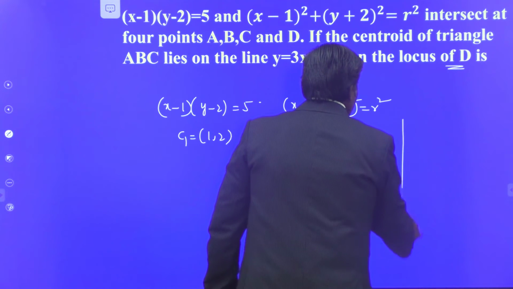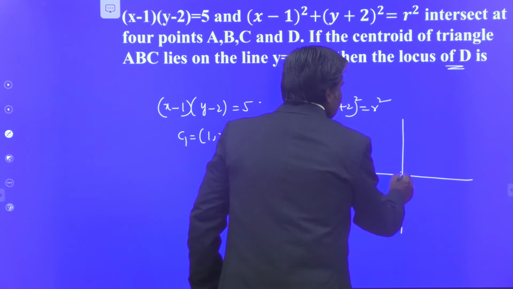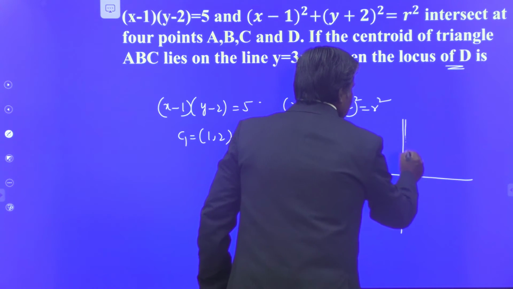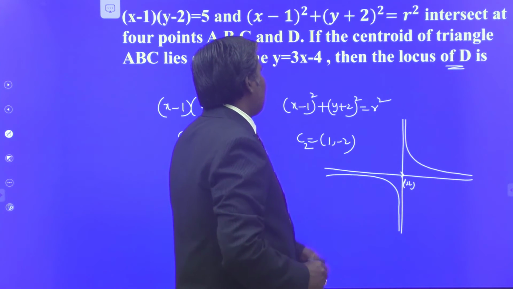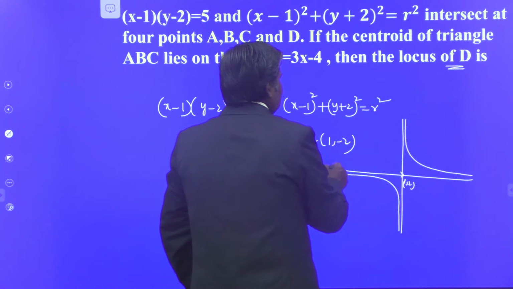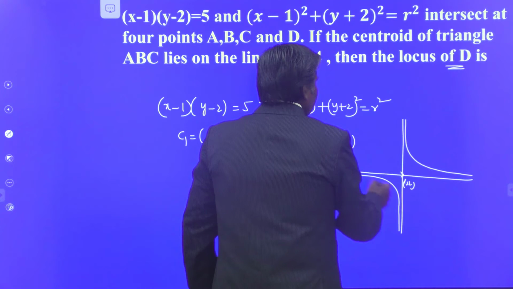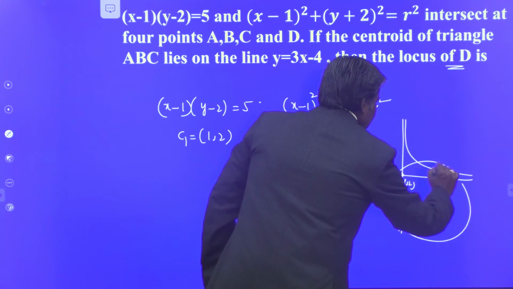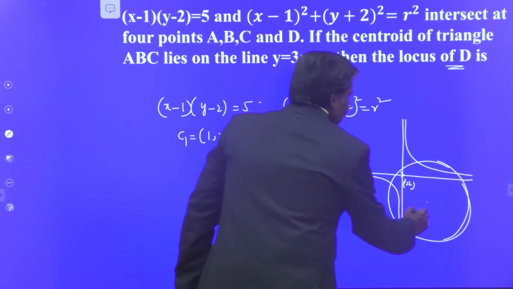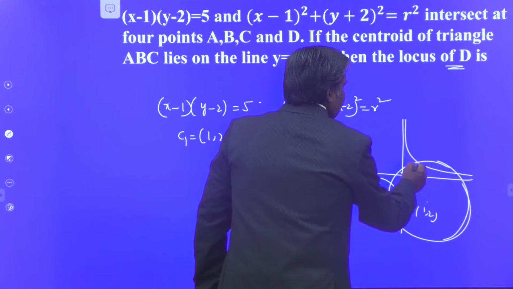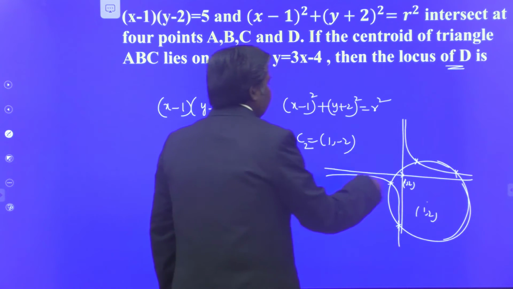So let us try to draw a rough diagram. This is your rectangular hyperbola, center at 1, 2. What is the center of the circle? 1, -2 is the center of the circle, which is in the 4th quadrant. So your circle may be in this manner. Understand? So the circle and rectangular hyperbola intersect at these 4 concyclic points.